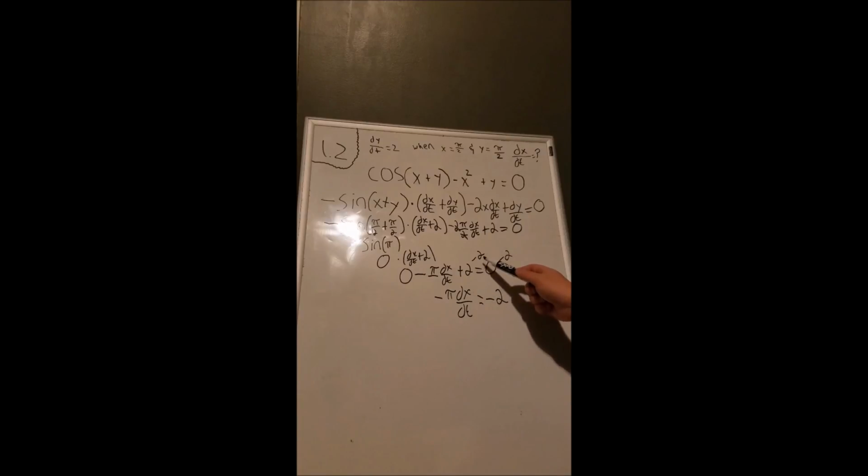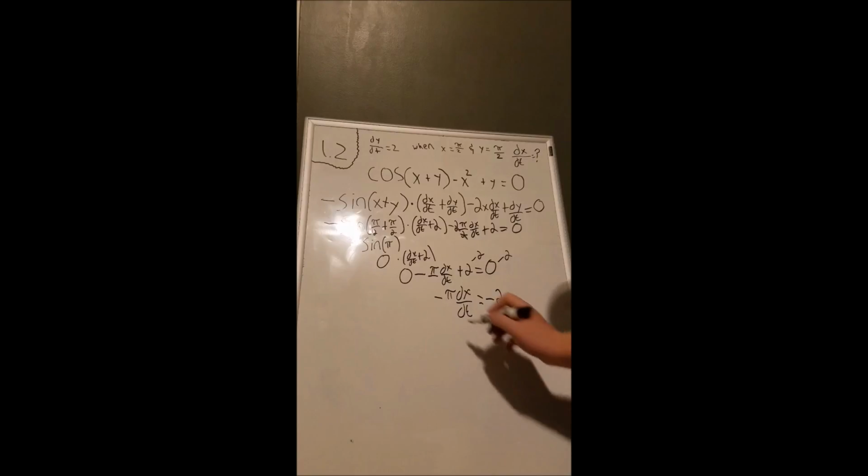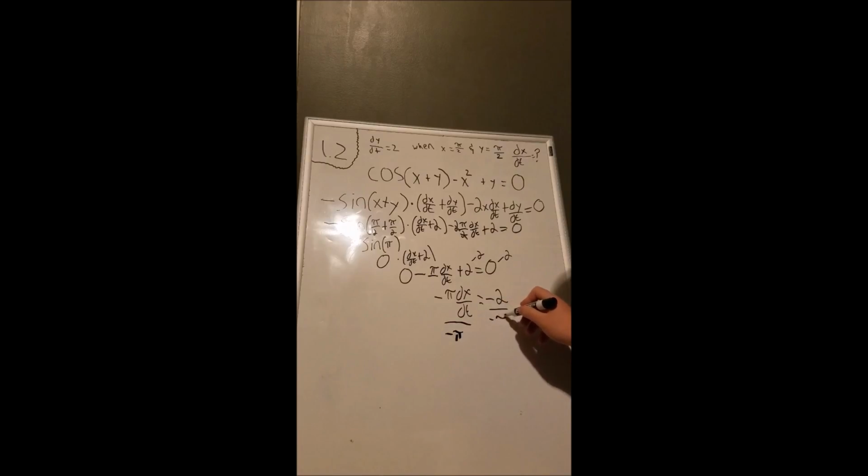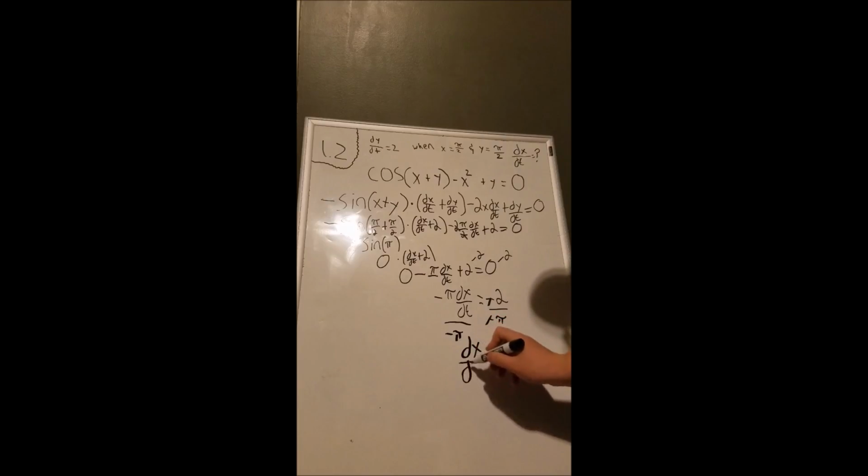Our next step into solving for dx dt is to move over the 2, which leaves us with negative pi dx dt is equal to negative 2. Alright, the next step is to divide by negative pi, which will give us our answer. Dx dt is equal to 2 over pi, since the negatives cancel out. And that is our dx dt, our final answer.